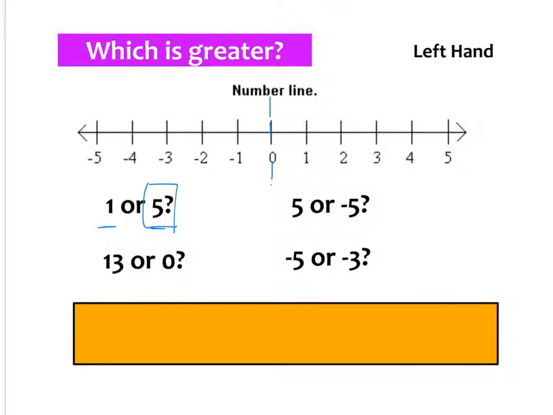What about having $13 or zero? I would so rather have $13 than have $0. Having $5 or losing $5, which one do you think is better?